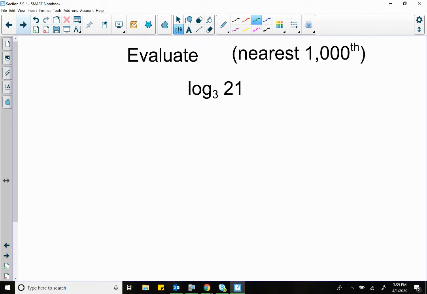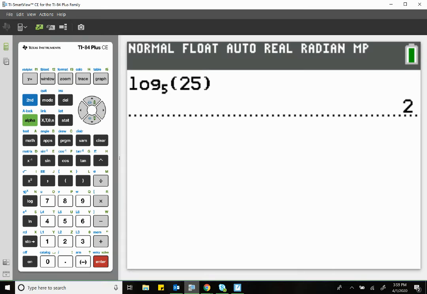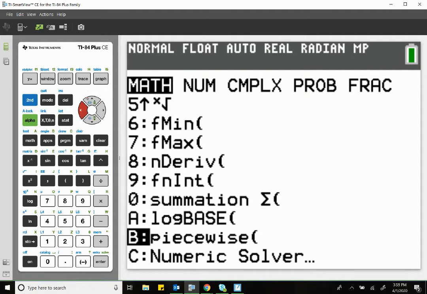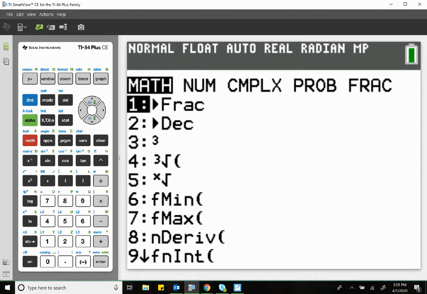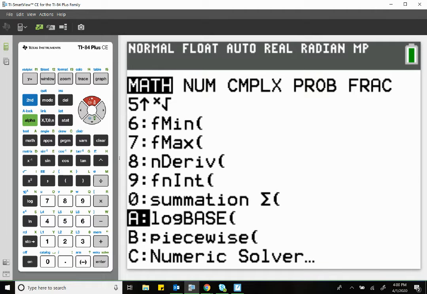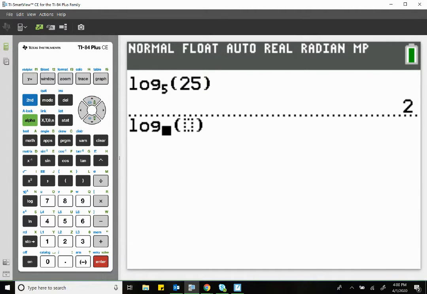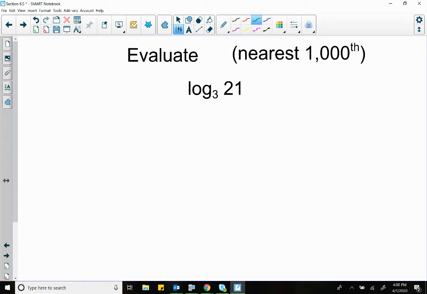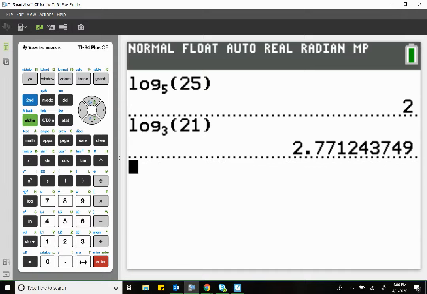Now the next one, again, it wants you to evaluate. You already know how you can go into your calculator and plug this in. Log, or go into math. Choose this, math. Choose A, and just put in what you know. It's 3, and then 21. Make sure, yeah. And then all you got to do in your calculator is hit enter.